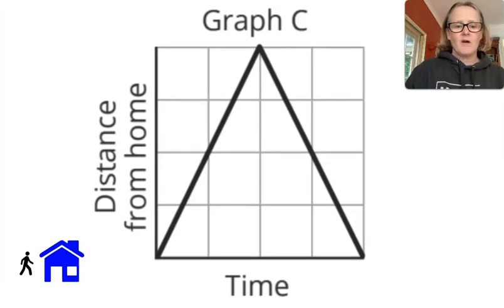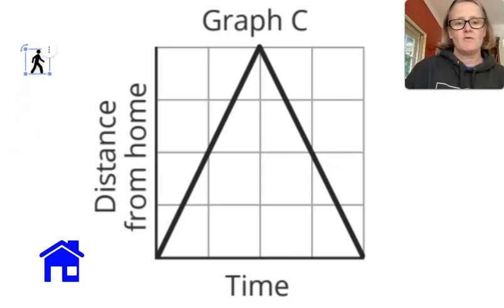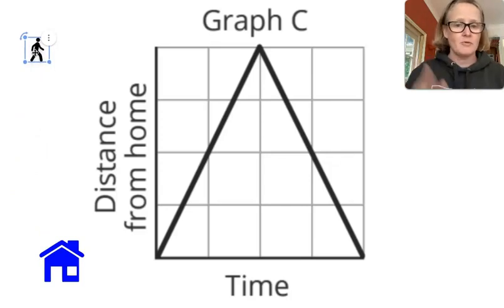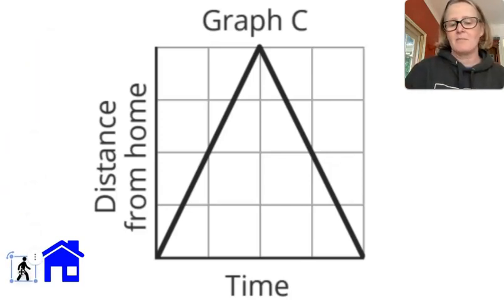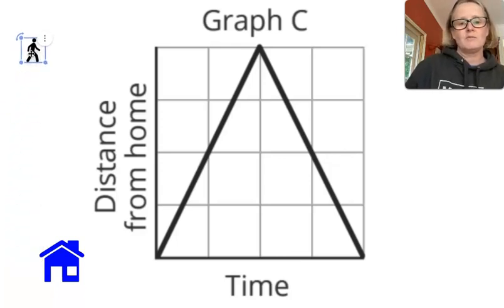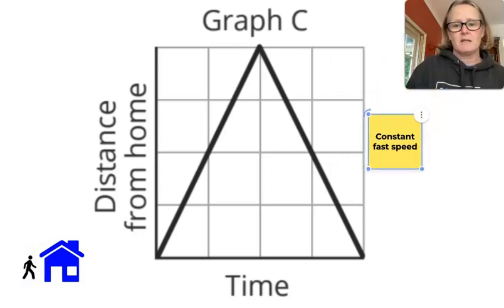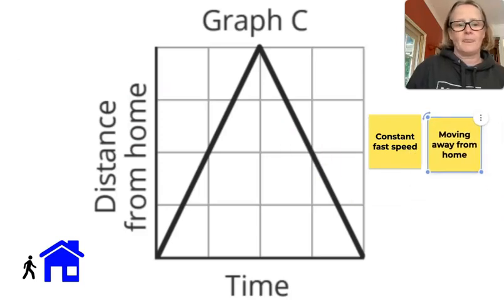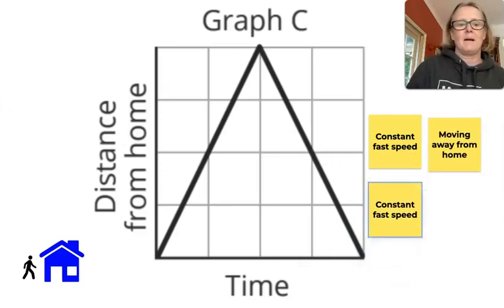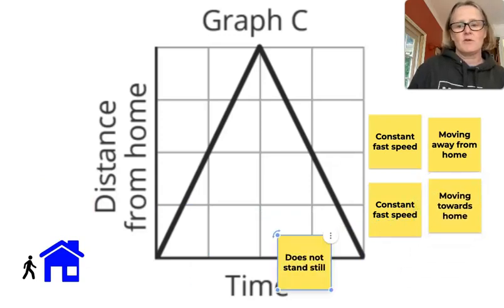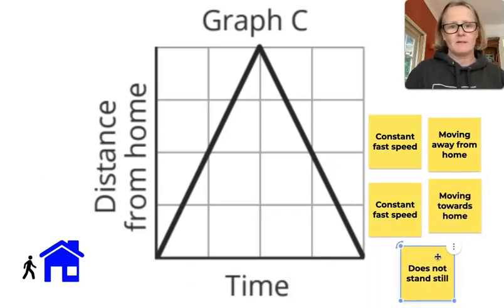We have our constant fast speed away from home, and he actually travels all the way away from home over 2 blocks of time. So quite fast, moving away from home. And then, without pausing, he immediately travels fast back home, taking the same amount of time to get home as he took to get away. So 2 blocks of time to get away from home and 2 blocks of time to get back to home. So he's moving at a constant fast speed away from home, and then a constant fast speed back towards home, and he does not stand still at any point.